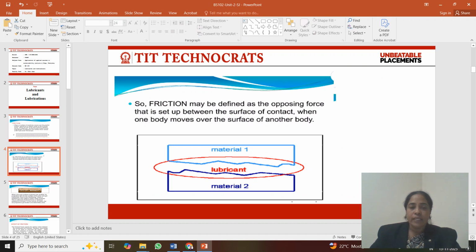So in short, friction may be defined as the opposing force that is set up between the surfaces of contact when one body moves over the surface of another body. As you see in this diagram, material 1 is the upper layer and material 2 the lower layer, and the gap between the two parts of the machine is very small, a thin layer is present here.